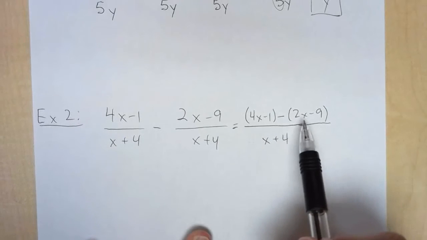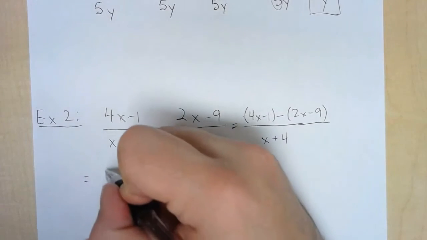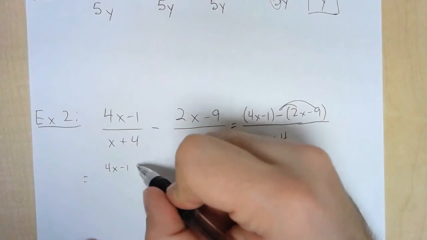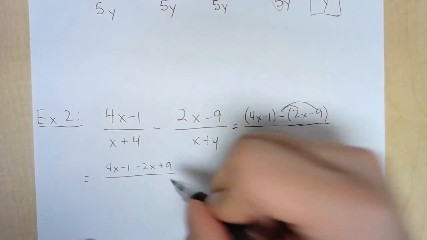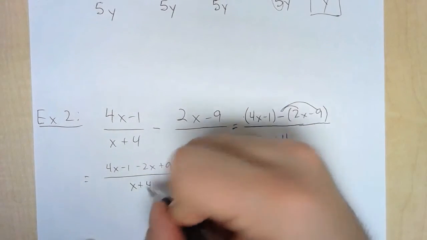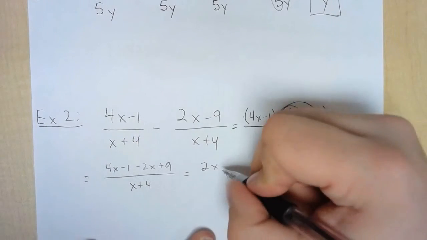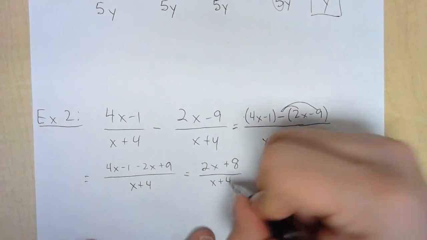So let's see. Don't need to do anything here. There's nothing in the front, there's no exponent. We're going to get just 4x minus 1. When we've got a negative in the front, let's distribute that: minus 2x, and then negative times a negative is a positive, plus 9, all divided by x plus 4. Let's combine our like terms. 4x minus 2x is 2x. Negative 1 plus 9 is 8, all divided by x plus 4.